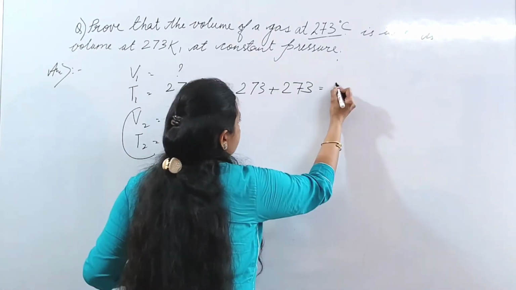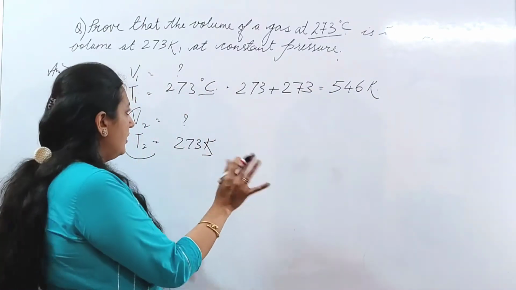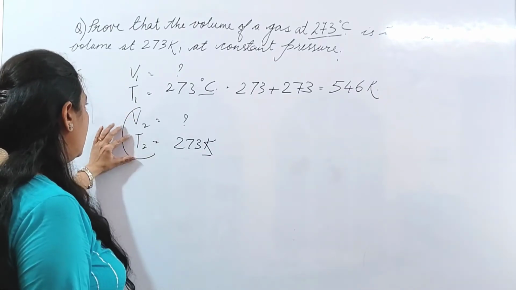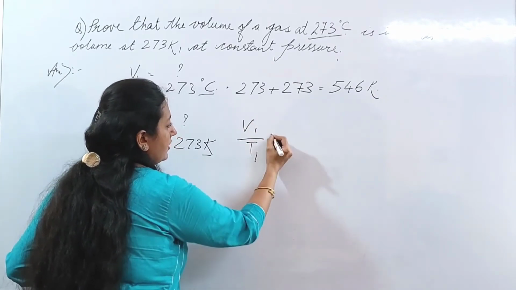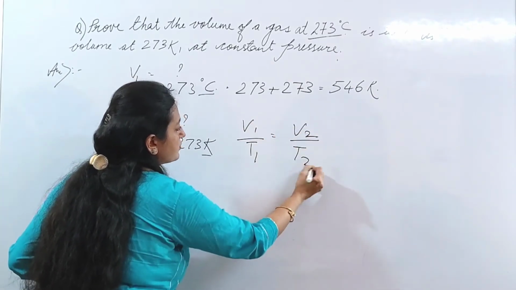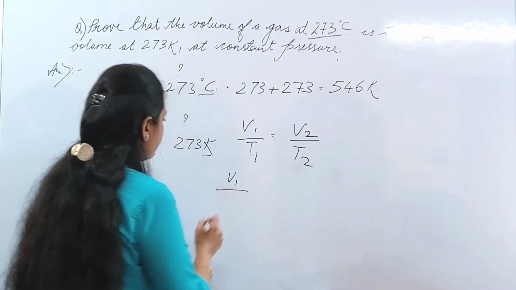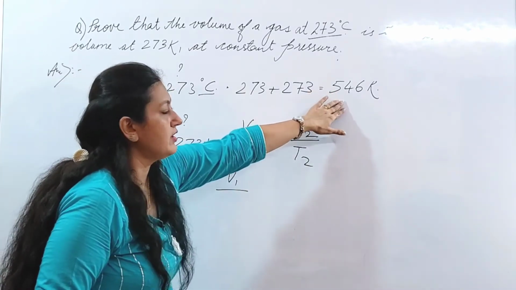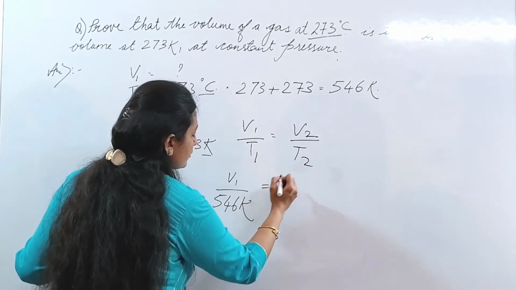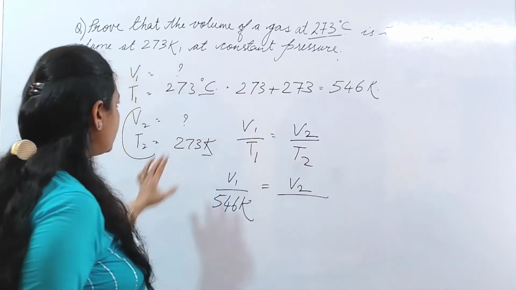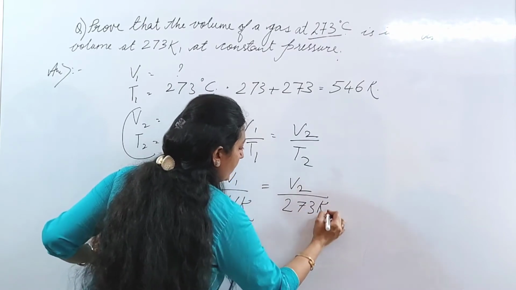So this is 546 Kelvin. Okay. Now you got T1, you have T2. What does the formula say? Charles's law, it's V1 by T1 is equal to V2 by T2 at constant pressure. V1 by what is T1? It is 546 Kelvin. So you write 546 Kelvin here. This should be equal to V2 by at what temperature? T2 is 273 Kelvin.